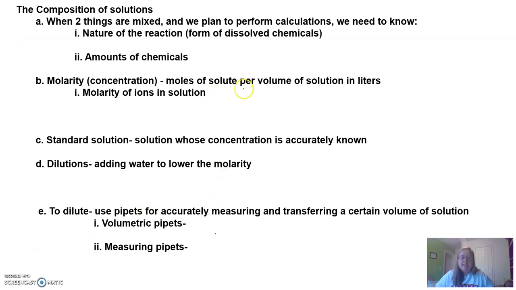All right, this is a slide that just has some vocabulary that hopefully none of it is new. We talked about it last unit, and we certainly spent a lot of time on it in Chem 1.